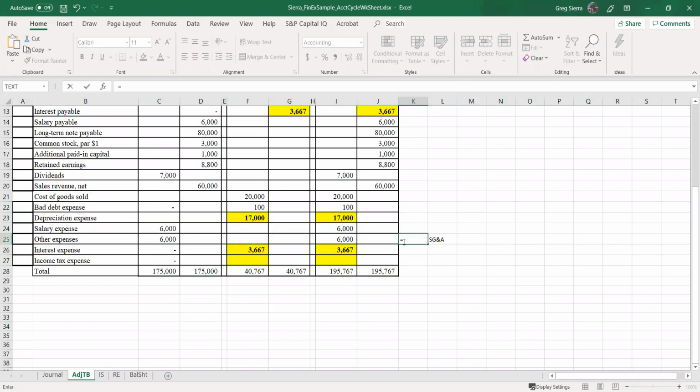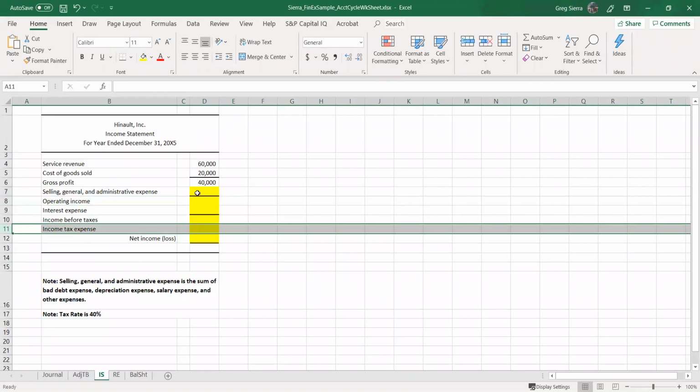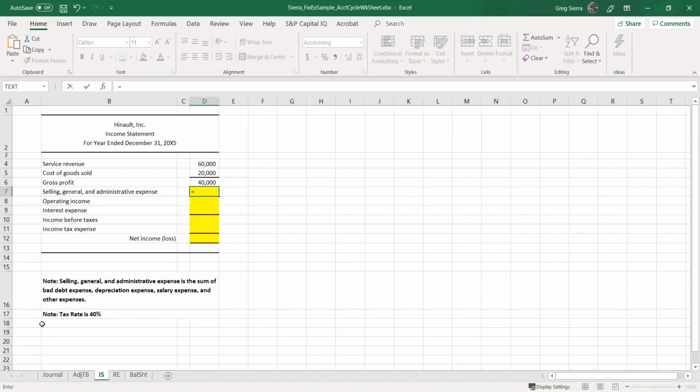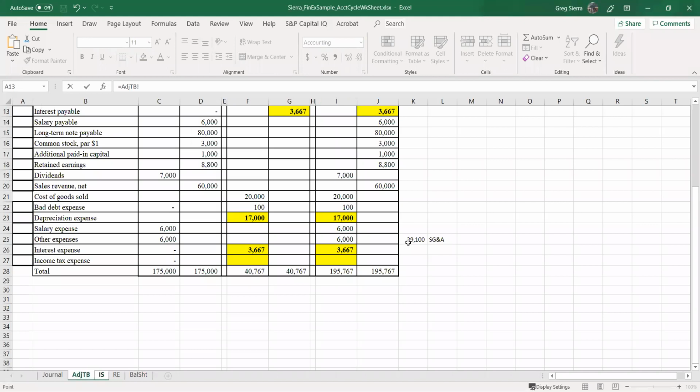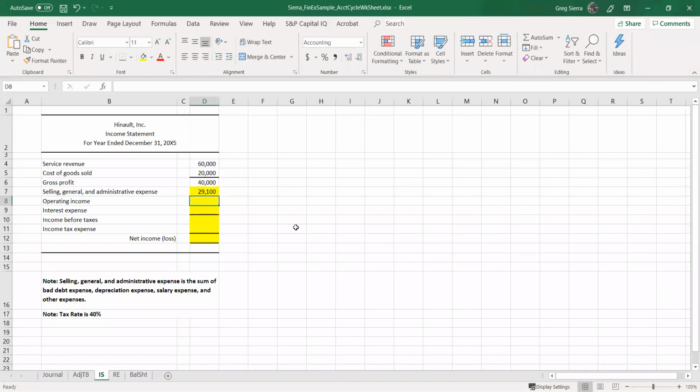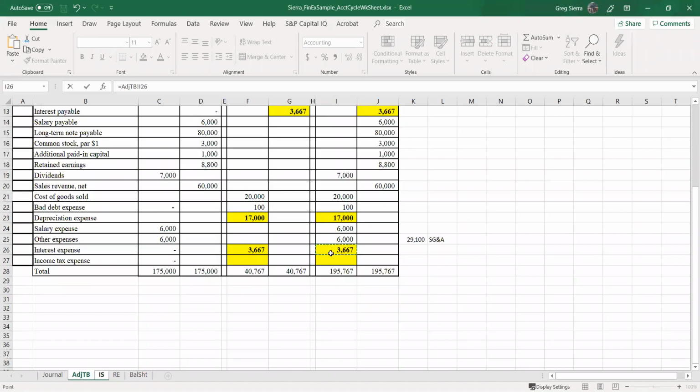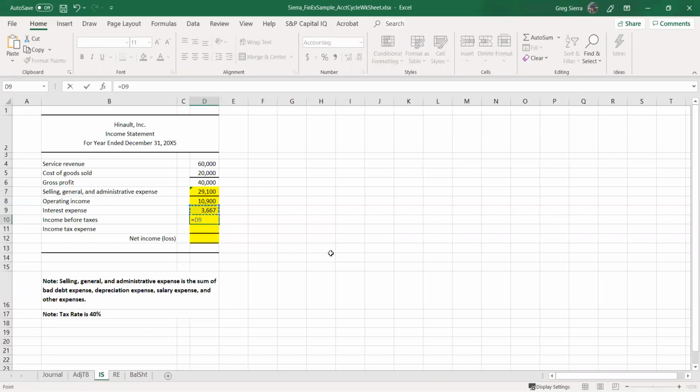So I like to do a sub calculation here. Do my sum, equals 29,100. So operating income is the 40,000 minus the 29,100. Now interest expense, we get it from the adjusted trial balance, 3667. And income before taxes is 7233.